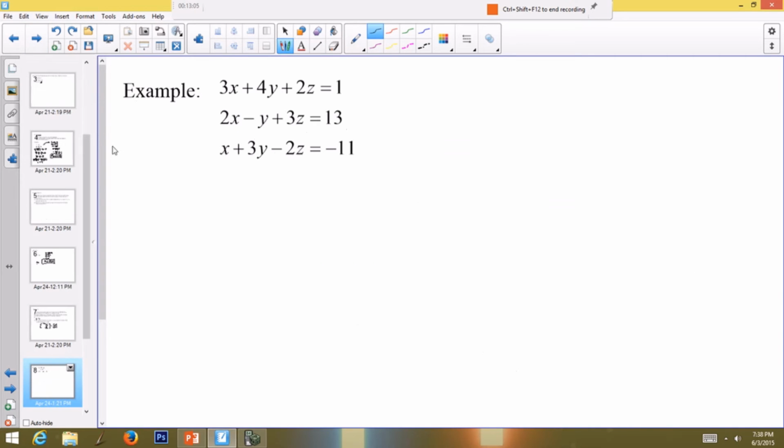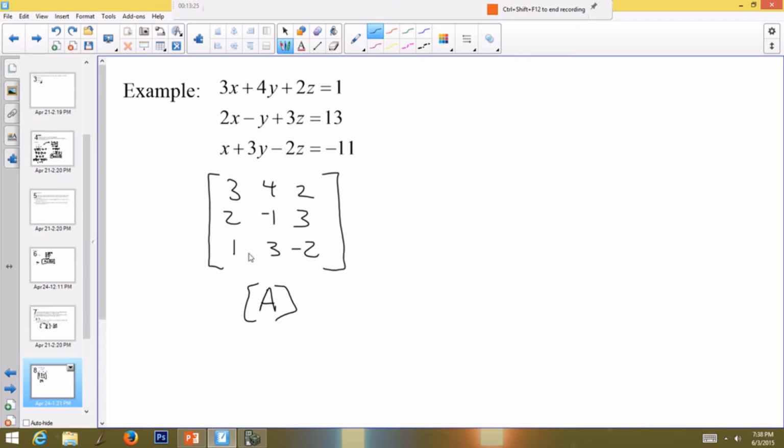All right, let's try one. So my first one here, it's going to be a 3 by 3. This is my coefficient matrix, which is going to be my A matrix. And I'm going to go 3, 4, 2, 2, negative 1, 3, 1, 3, negative 2. Now remember, if a variable doesn't show a coefficient, we assume it to be 1.